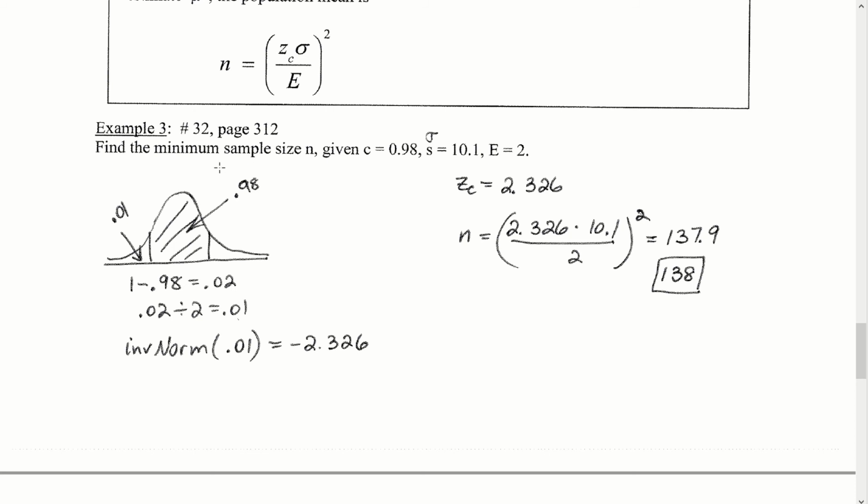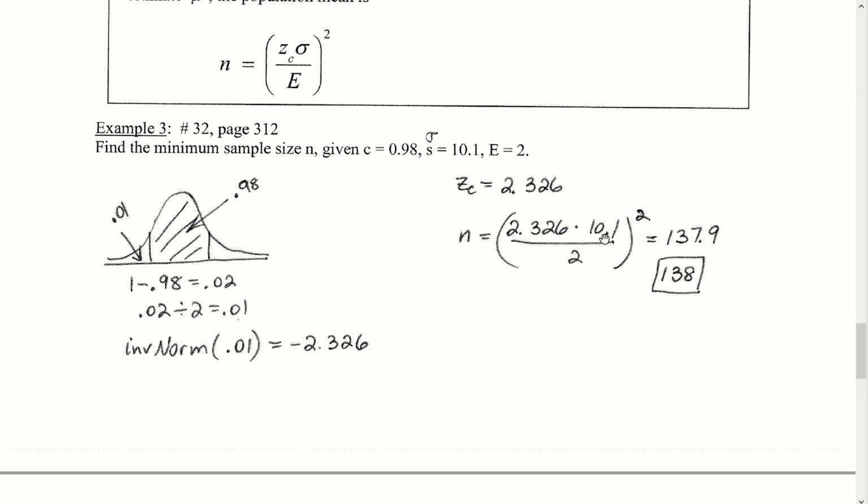For instance, let's suppose we want to find the minimal sample size n corresponding to a confidence level of 0.98. Let's suppose we have a population standard deviation, sigma, of 10.1, corresponding to a margin of error of 2. What would be our minimal sample size? Well, anytime you hear that buzzword minimal sample size, the first thing you should do is write down that formula. n equals ZC times sigma divided by E, and it's that entire quantity squared.